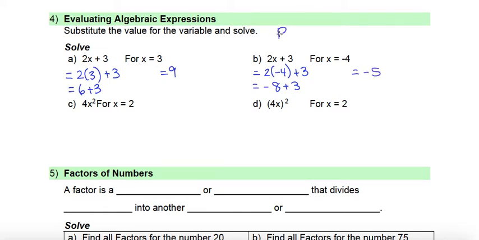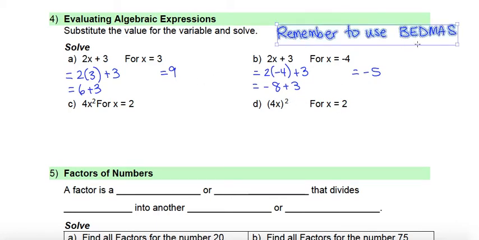So remember to use BEDMAS as you are solving. That's really important. So we have to do our multiplication and our divisions before we do any additions or subtractions like we did here. And when we get into those ones with exponents and brackets, you're going to have to do those first as well. So remember BEDMAS.